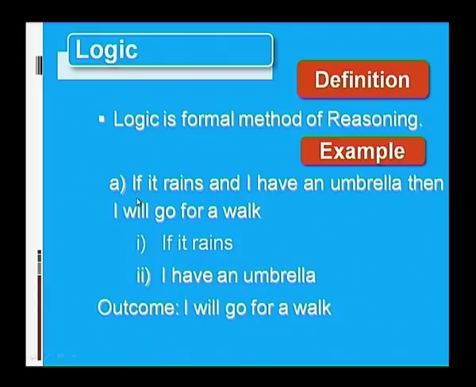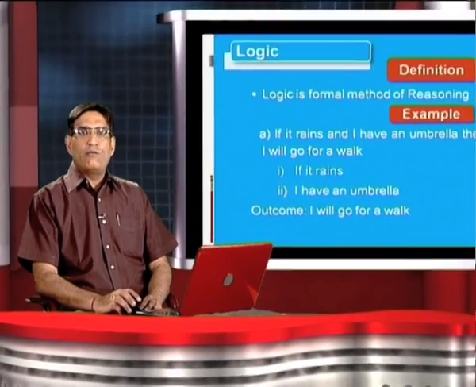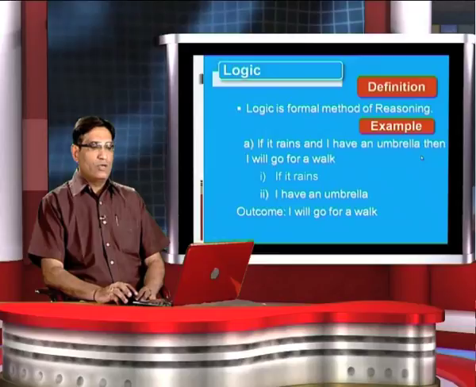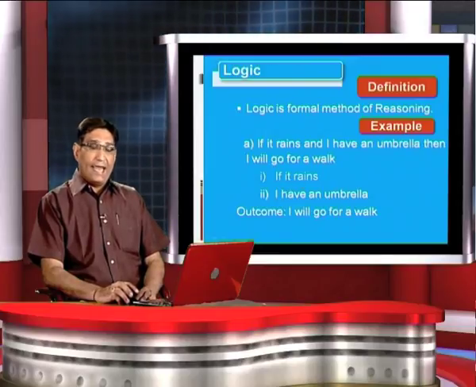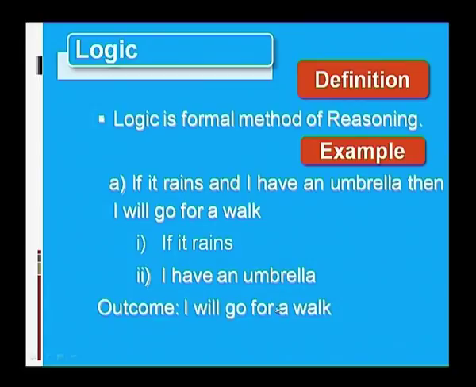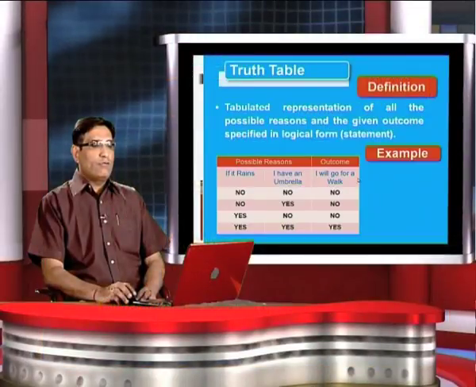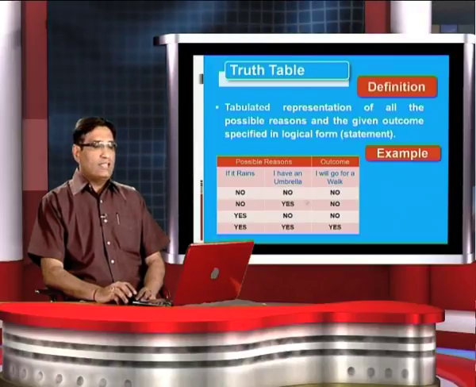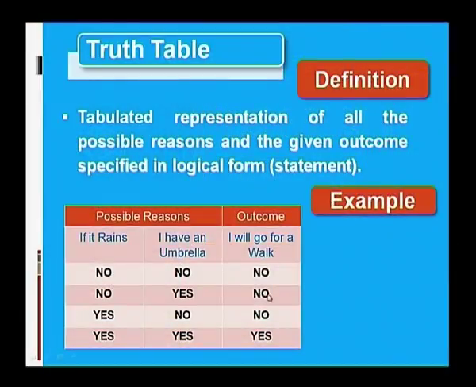Suppose we are given a statement that if it rains and I have an umbrella, then I will go for a walk. That means if I am walking, then under the circumstance of the given statement, I have to have two reasons. First, it should rain, and I should have an umbrella. So we say that if it rains and I am having an umbrella, then I will go for a walk. Now under this purview, we say that there can be four outcomes of this logic. If I am walking, it means there is rain and I am having an umbrella.